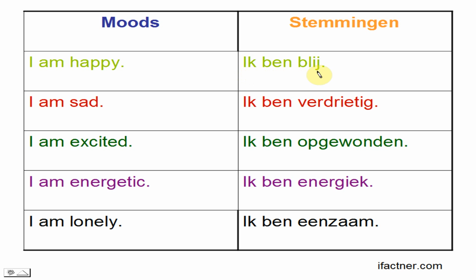I am happy. Ik ben blij. I and J are pronounced as Y. Ik ben blij. I am happy.